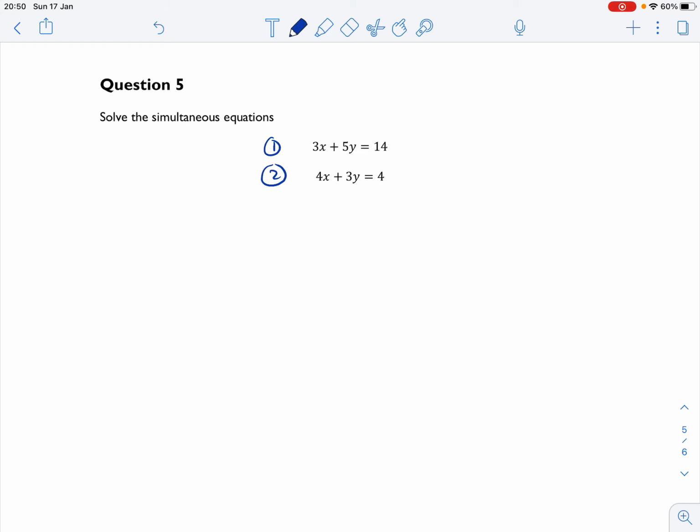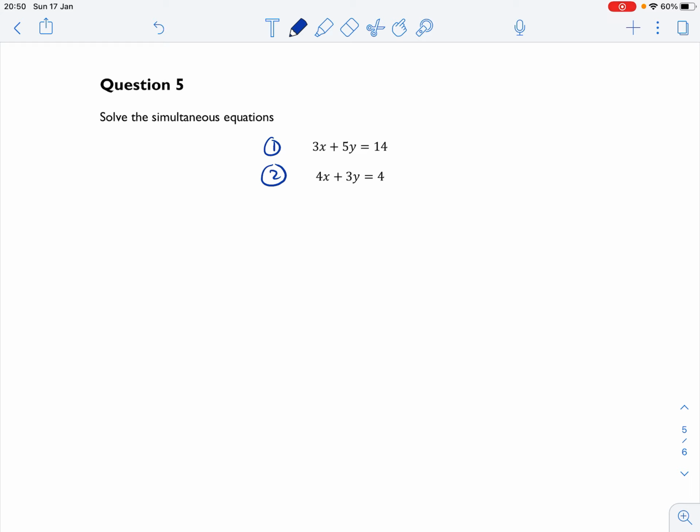Looking at our coefficients, we've got 3x and 4x, and we've got 5y and 3y, so coefficients of 3 and 4, and then 5 and 3. There's no integer that I can multiply 3 by that's going to give me 4 straight away. I'd have to multiply it by a fraction, but we're going to stick with integers here.